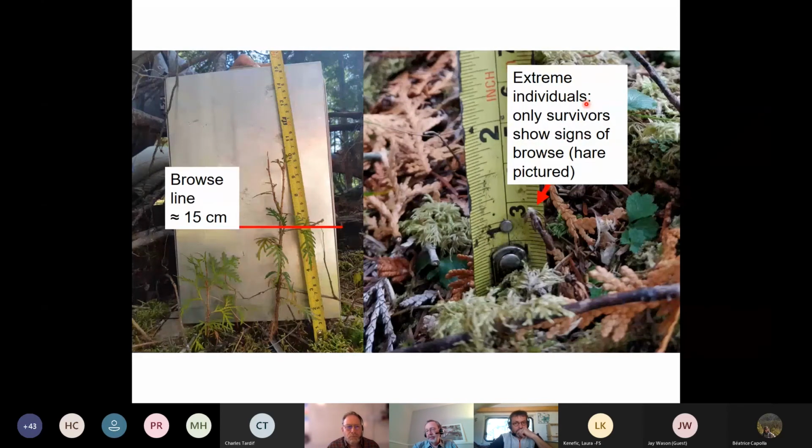Another issue also is that when we are trying to assess browsing pressure based on the proportion of browsed seedlings or browsed branches, you see here a seedling that was browsed over 15 centimeters. So that's the kind of seedling that we would sample in that kind of survey. But quite often, the small seedlings, if they are browsed heavily, will either completely disappear or die. And then we would not capture this effect, and we could underestimate the impact of browsing in these conditions.